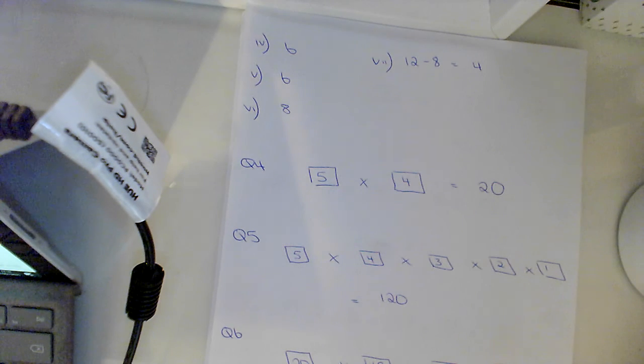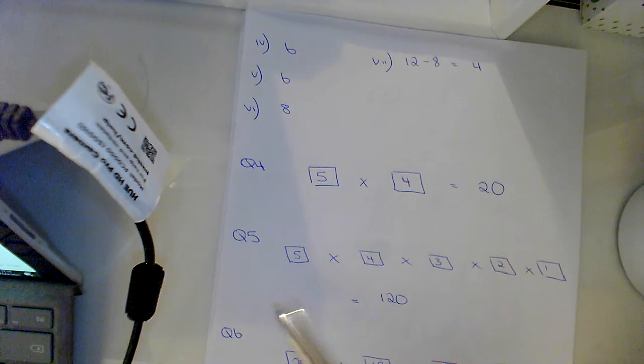Then it says, question 5, how many 5-digit numbers can be formed by rearranging the digits in the number 3, 8, 6, 2, 1? So what I did is I drew out my 5 little boxes, and then I can choose any of those numbers, so 5 by 4 by 3 by 2 by 1, and I'm left with 120.